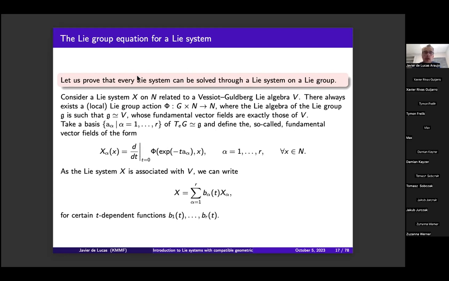Okay? It's not written specifically in here, but I will explain it in a while, that the way of relating a Lie system on a manifold and the associated Lie system on a Lie group is by means of a Lie group action. The only problem in this approach is that this Lie group action can be quite difficult to get.